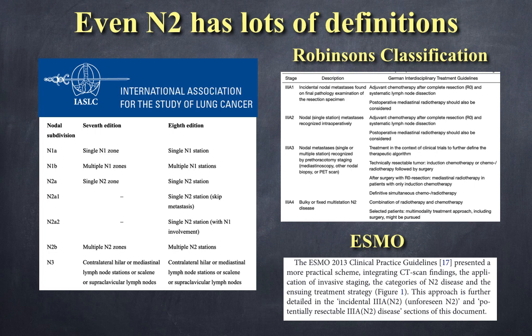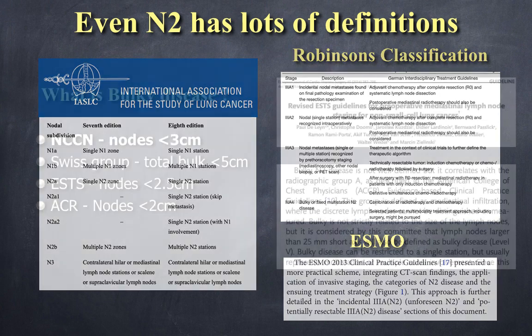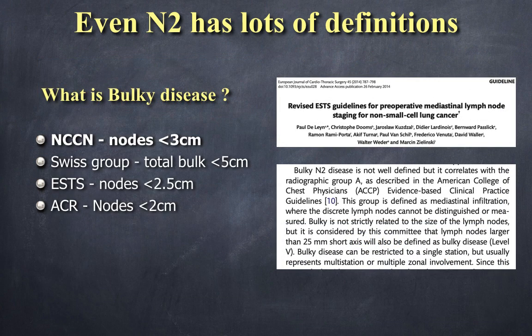So the Robinson's classification says, well, stage IIIA-1, you just found it by luck in tiny microscopic samples. Stage IIIA-2, you found it from frozen sections in theatre. IIIA-3, you knew about it beforehand, but it's resectable, and IIIA-4, fixed bulky nodes. But what are these bulky nodes? Well, there's lots of different definitions even for what are bulky nodes.